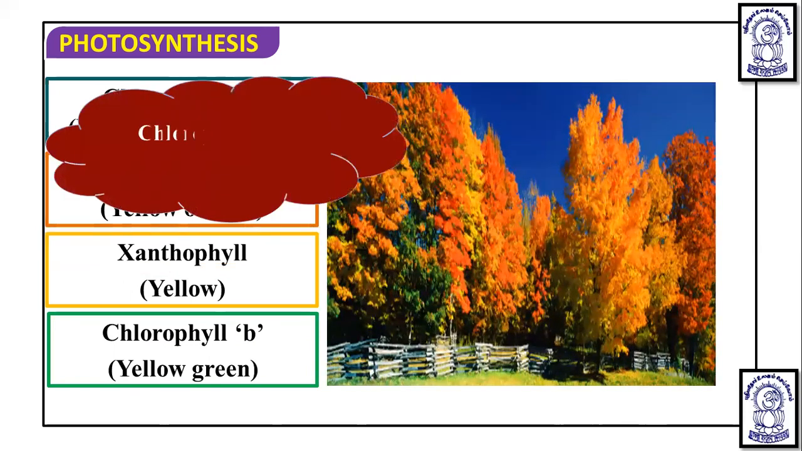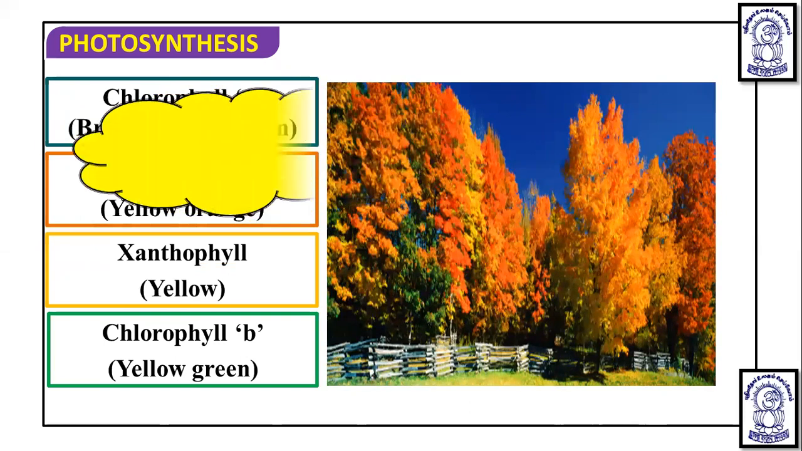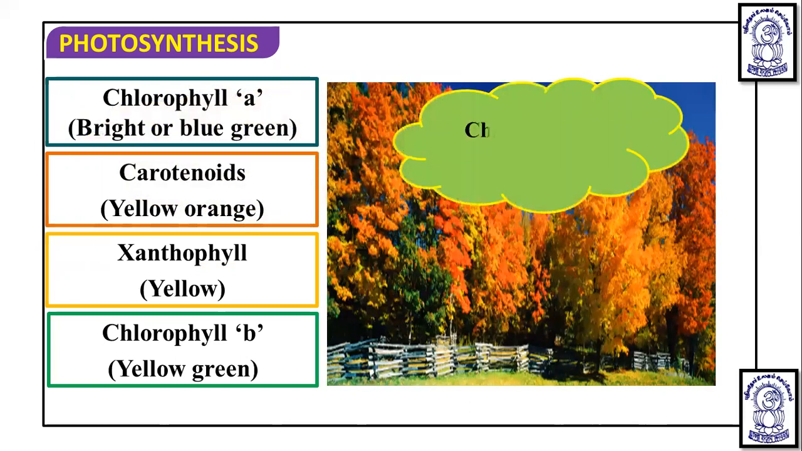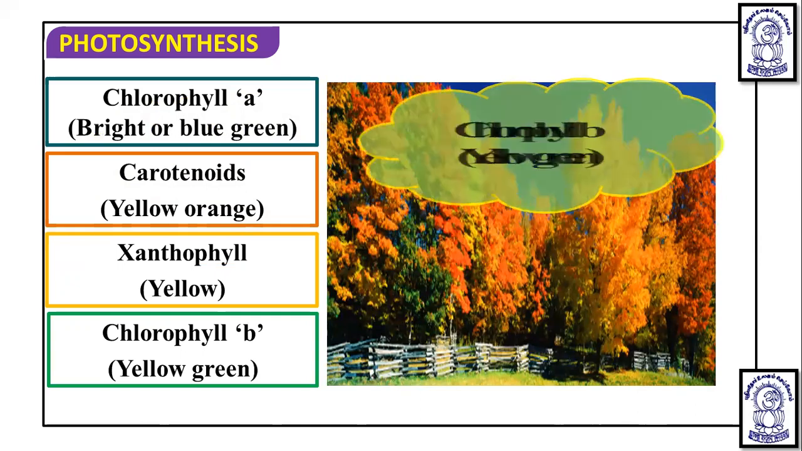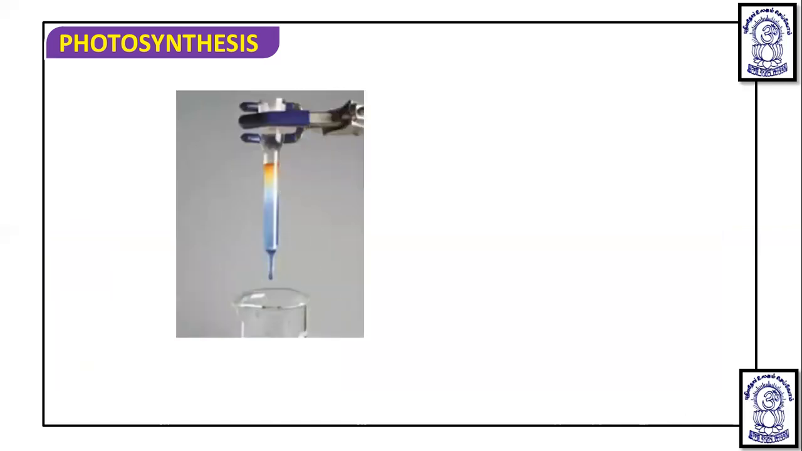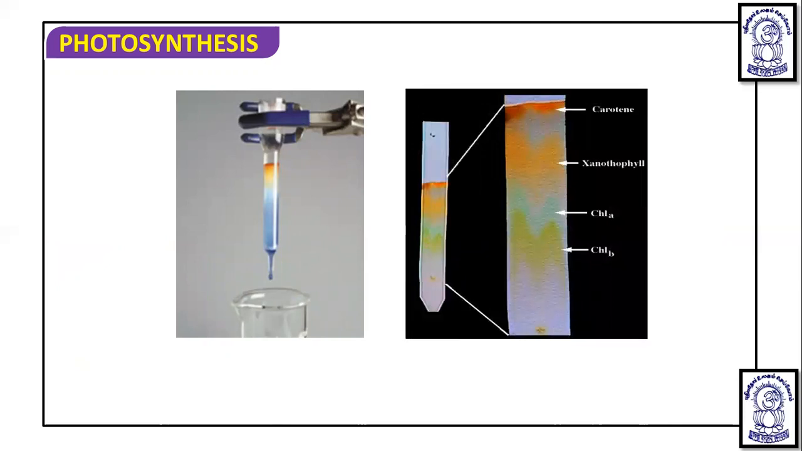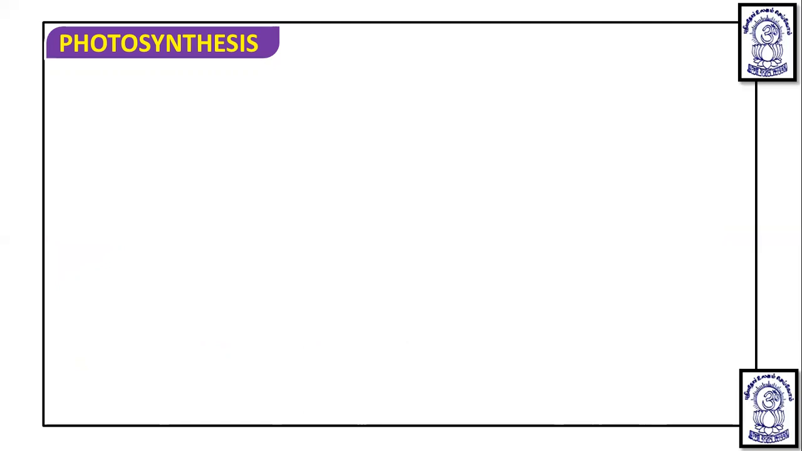You can see chlorophyll A, which is bright or blue green, gives this particular coloration. Then carotenoids, xanthophyll, and chlorophyll B, which is yellow-green, we have discussed. This beautiful picture which arises in the leaf is due to these different pigments. Now these pigments have been separated. This is a chromatograph on which you will see the position of different pigments, where carotene is at the upper part, and lower down xanthophyll will be seen, then chlorophyll A and chlorophyll B. Now we have to discuss all these pigments in detail, which we will do here.